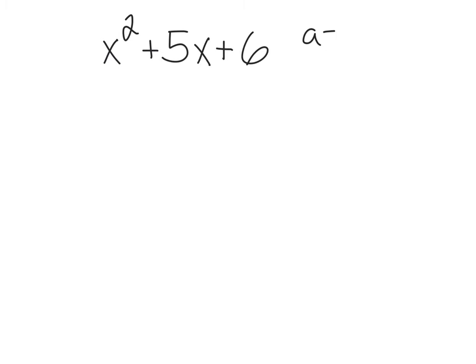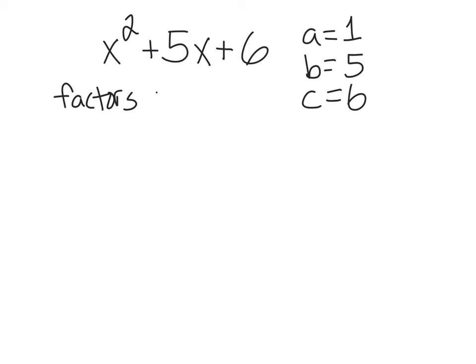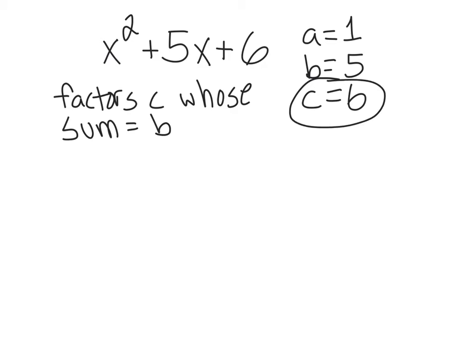Now in this case, a equals 1. A is always going to equal 1 for now, not until the next lesson. B equals 5, and c equals 6. Now again, I want factors of c whose sum equals b. Since c equals 6, I'm going to make a list of factors of 6.